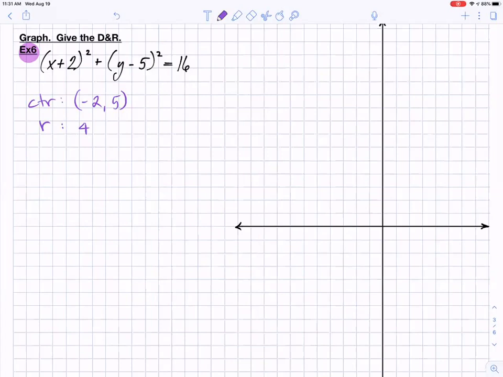By the way, if you chose not to print notes, you're probably going to have a little bit harder of a time with this. If you chose to print notes, you automatically get graph paper. You don't have to draw your own graph grid or anything like that. So that's another reason that it's very beneficial to go ahead and print my notes. All right, so let's draw the center. We've got -2 and 5, so 2, 4, 5.